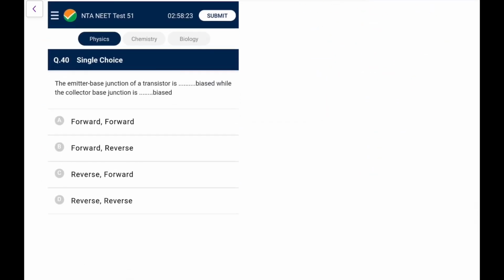The EB junction of a transistor, in normal operation EB is forward biased and the collector-base junction is reverse biased, while we are operating in the linear part, or you can say the active region. So it is an easy one for you. You remember this basic working.